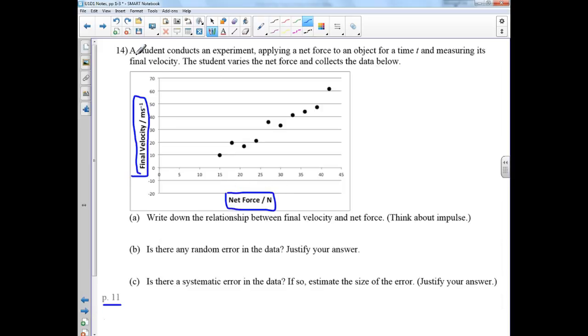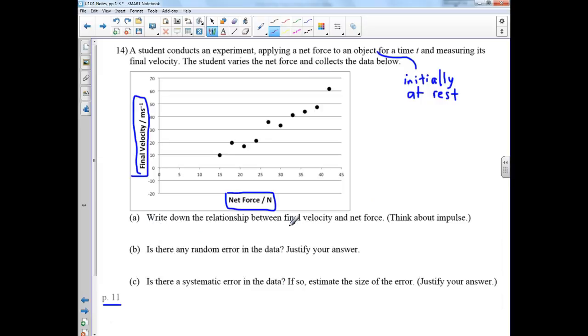So the problem says a student conducts an experiment applying a net force to an object for a time t and measuring its final velocity. This problem should also state the object is initially at rest. So we need to add that in. That's something that was intended to be listed, initially at rest, and you can't really solve this problem without it. Now this is a hard problem, and I'm going to show you how to figure out what the graph should look like using this pretty difficult example.